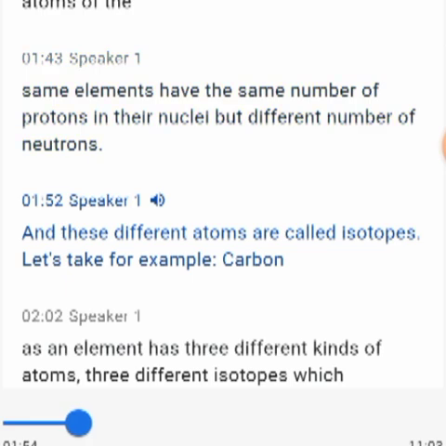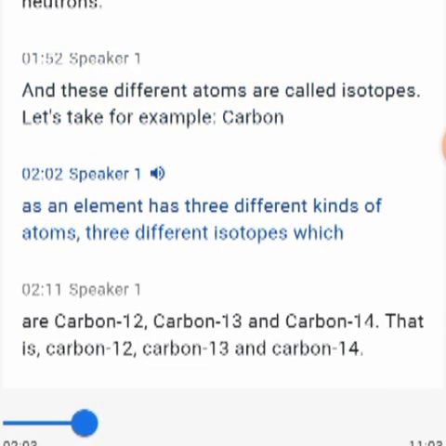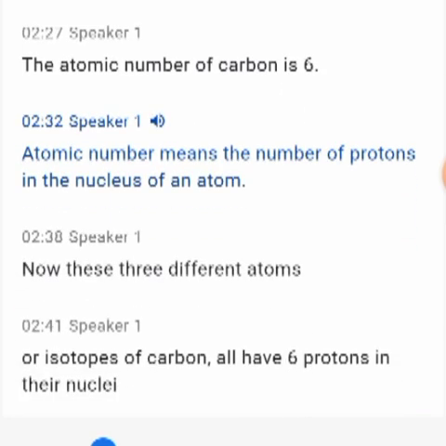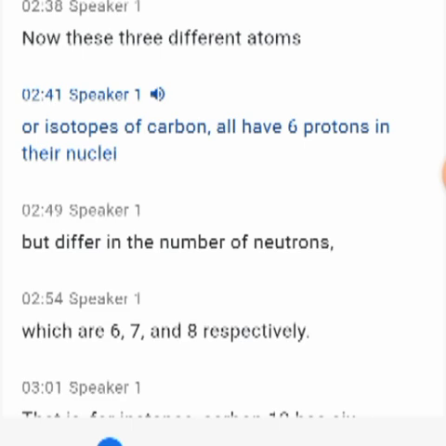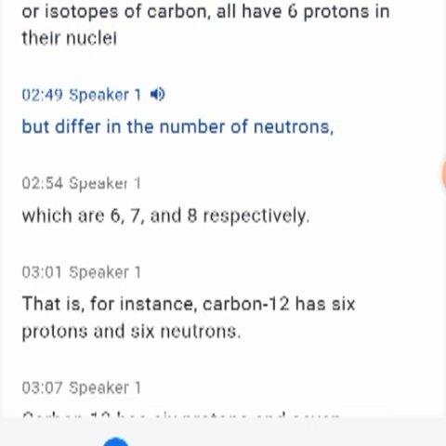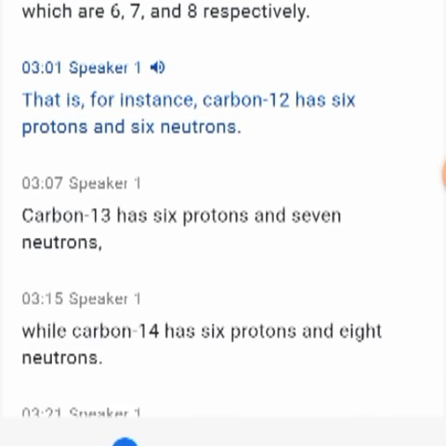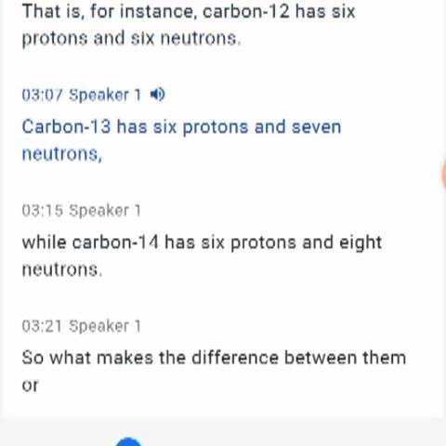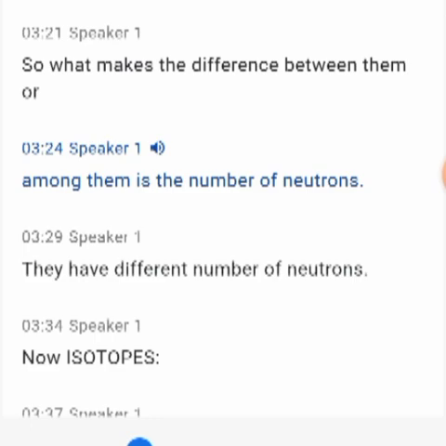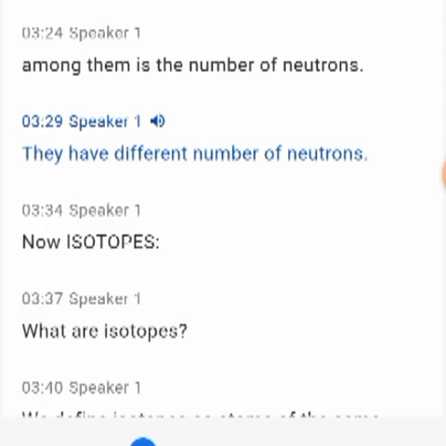Let's take, for example, carbon. Carbon as an element has 3 different kinds of atoms, 3 different isotopes, which are carbon 12, carbon 13, and carbon 14. The atomic number of carbon is 6. Atomic number means the number of protons in the nucleus of an atom. These 3 isotopes of carbon all have 6 protons in their nuclei. They differ in the number of neutrons, which are 6, 7, and 8 respectively. Carbon 12 has 6 protons and 6 neutrons, carbon 13 has 6 protons and 7 neutrons, while carbon 14 has 6 protons and 8 neutrons. So what makes the difference between them is that they have different numbers of neutrons in their nucleus.